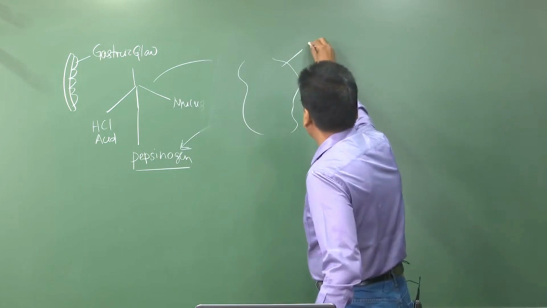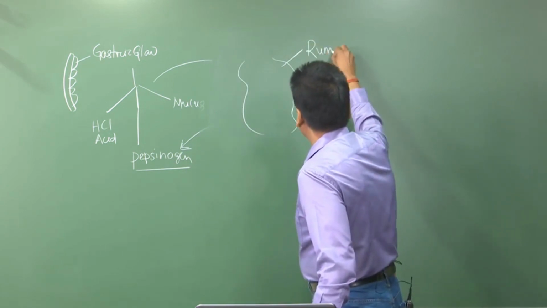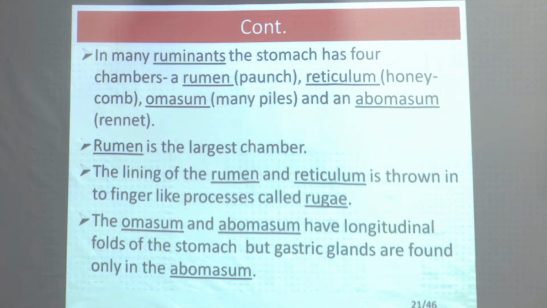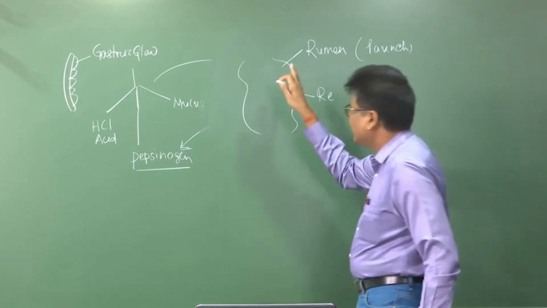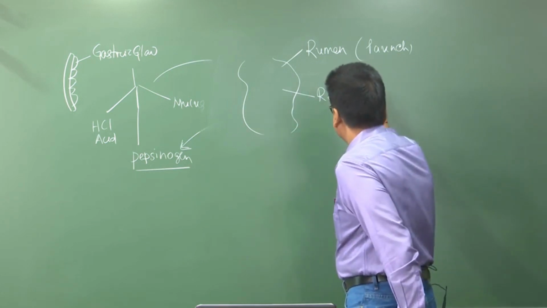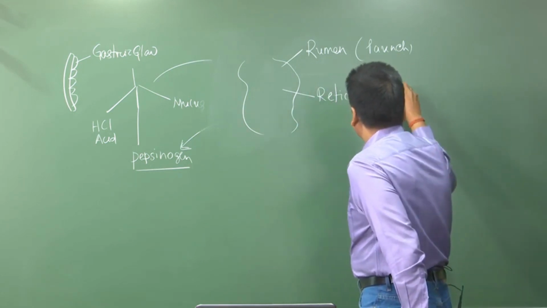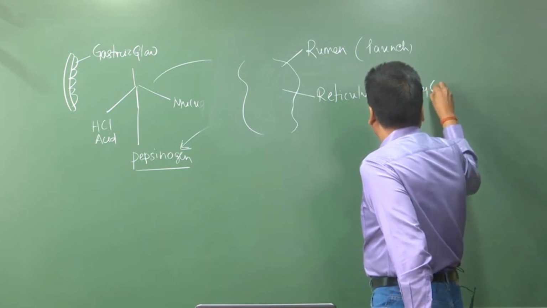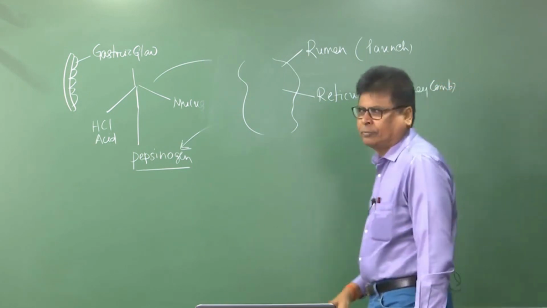The first one is known as rumen. This is also known as paunch, P-A-U-N-C-H, paunch. So, the first part of the stomach is known as paunch or rumen. The second part is known as reticulum. This is just one idea, and I shall show you the detail in a diagram. So, this part is known as reticulum. This is also known as the honeycomb part of the stomach, the second part.